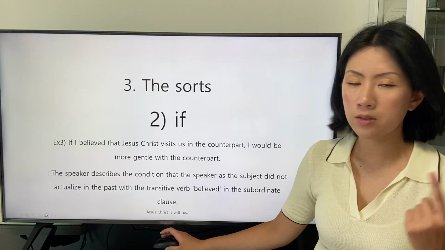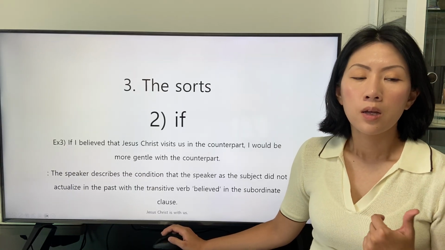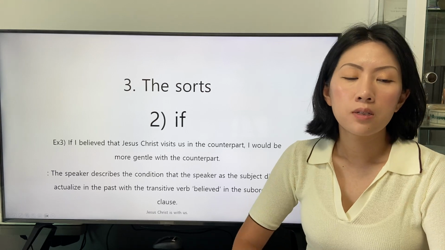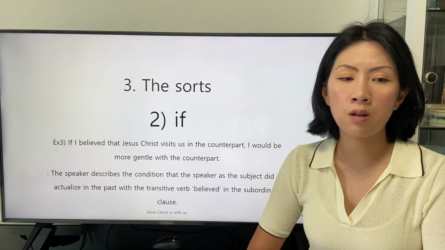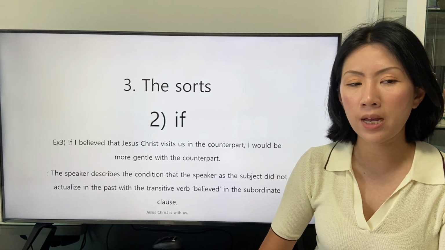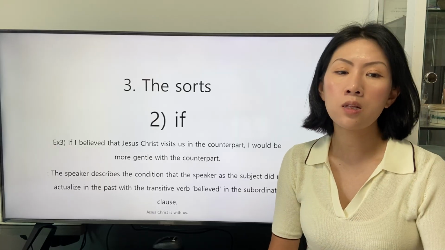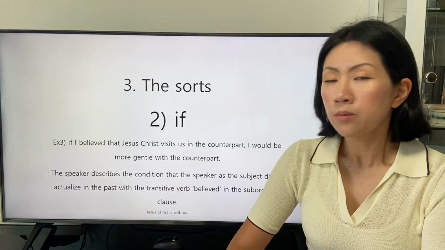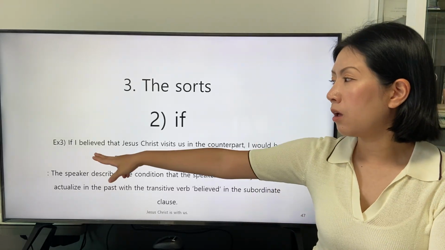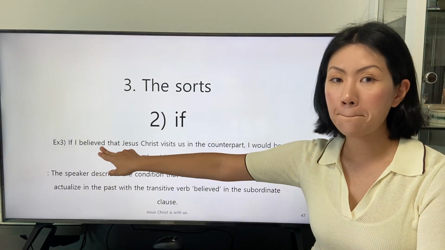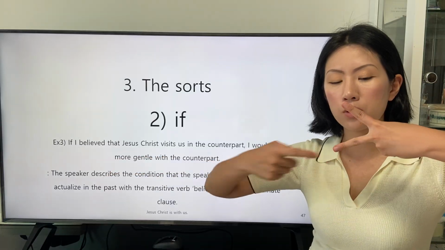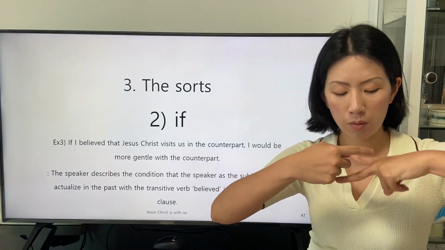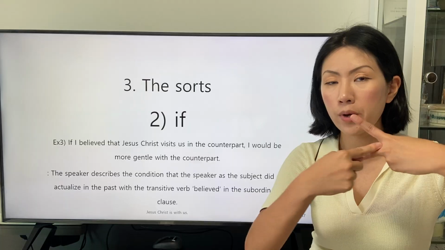And there's the third example. If I believed that Jesus Christ visits us in the counterpart, I would be more gentle with the counterpart. In the sentence, we find that the subordinate clause is stated in the past tense. It's about the two-way street. It's about the middle part of the two-way street.